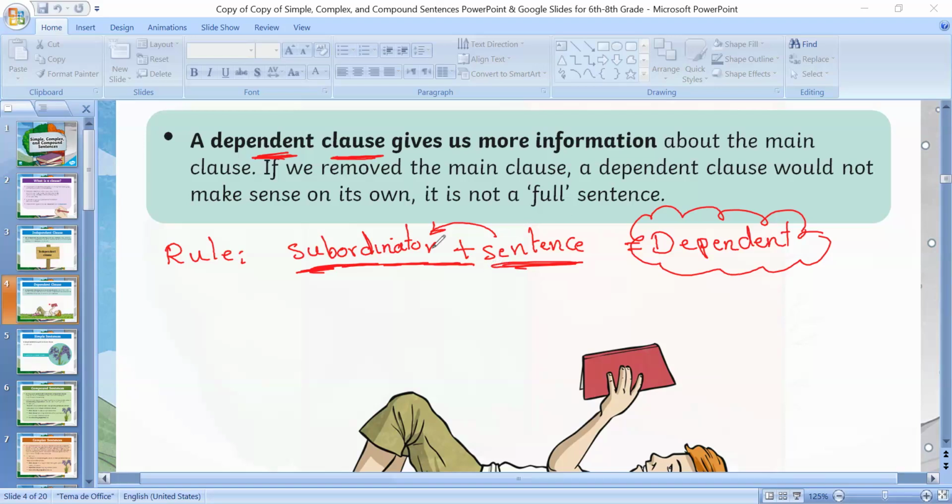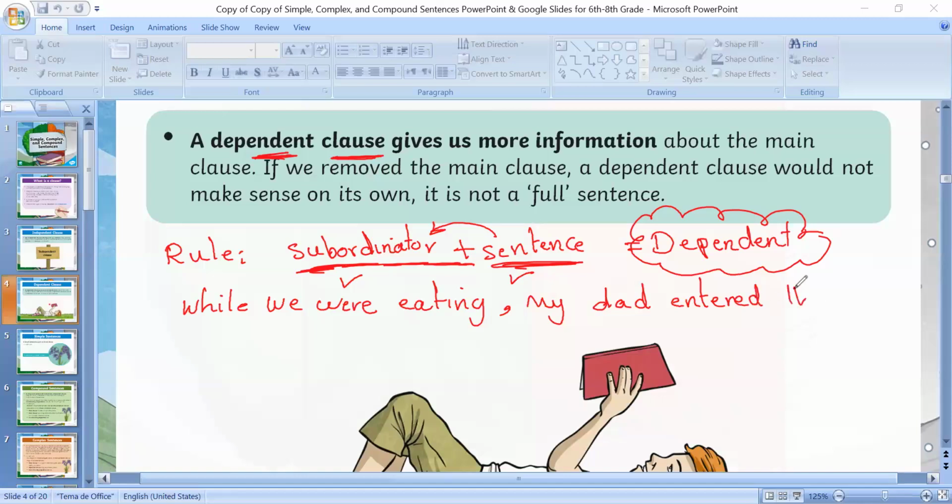Abdurrahman, yes, hello, teacher. Can you give me an example of a sentence that starts with a subordinator before the sentence? Subordinator. "While we was eating." Excellent. While we were, not was. "While we were eating, my dad entered the room." Yes, nice.